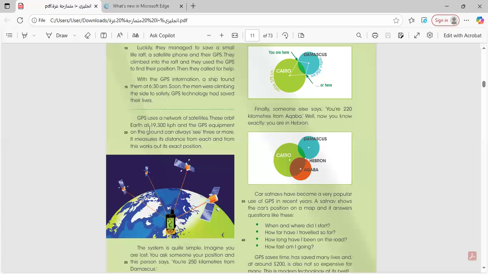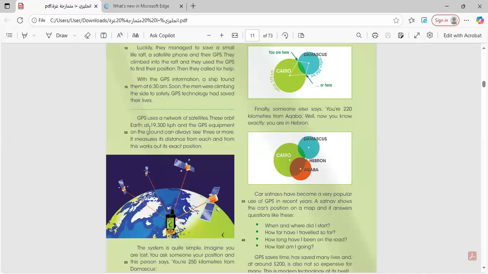You see, GPS uses a network of satellites. These orbit Earth at 19,300 kph, and the GPS equipment on the ground can always see 3 or more. It measures its distance from each, and from this works out its exact position.